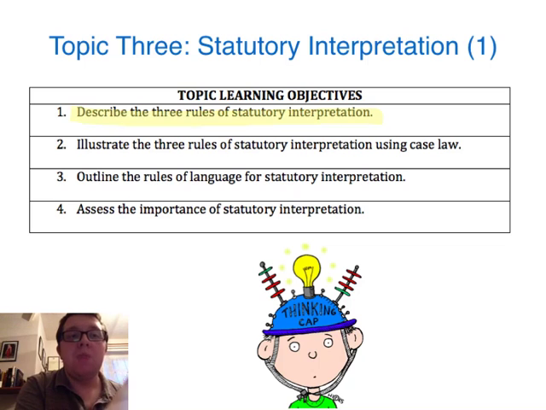of this video, and also to illustrate each of the three rules using case law, and also, although we're doing it with each element of the topic as we go along, I want to make sure that we also go through, for these three rules, the importance of them, or in other words, the advantages and disadvantages.